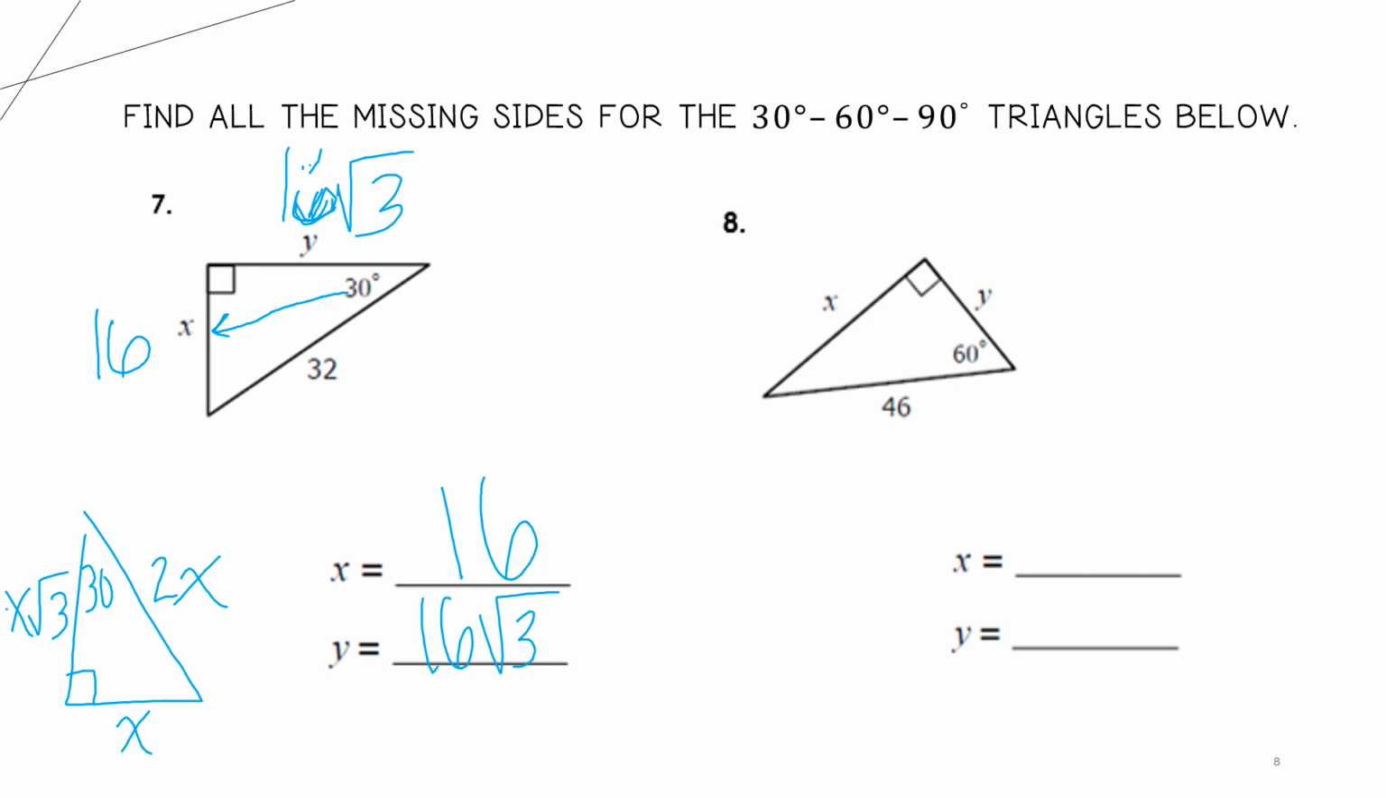For number 8, again, they gave us the hypotenuse. So we're going to find the shorter leg. The shorter leg this time is y. So we're going to divide by 2. 46 divided by 2 is 23. And then the longer leg, which is x, will be 23 root 3.